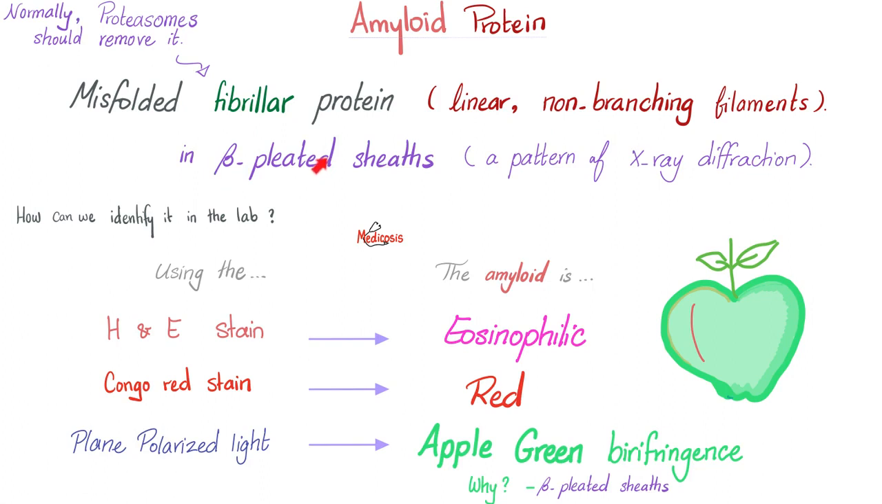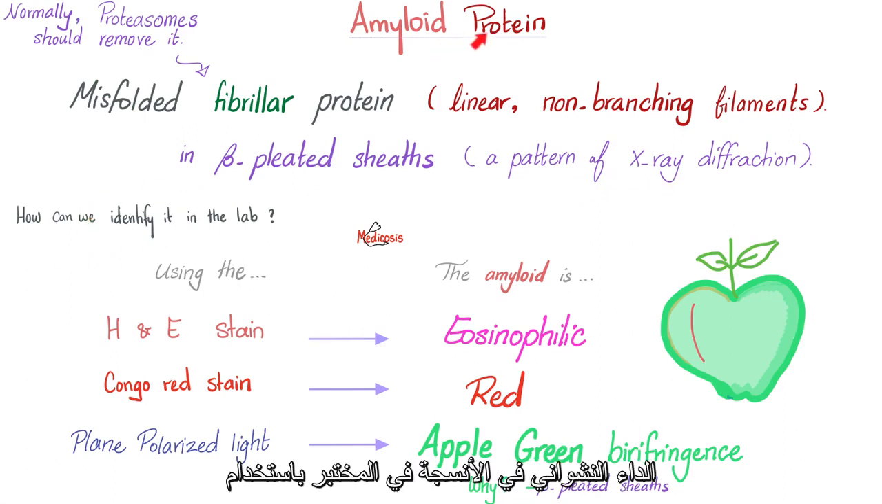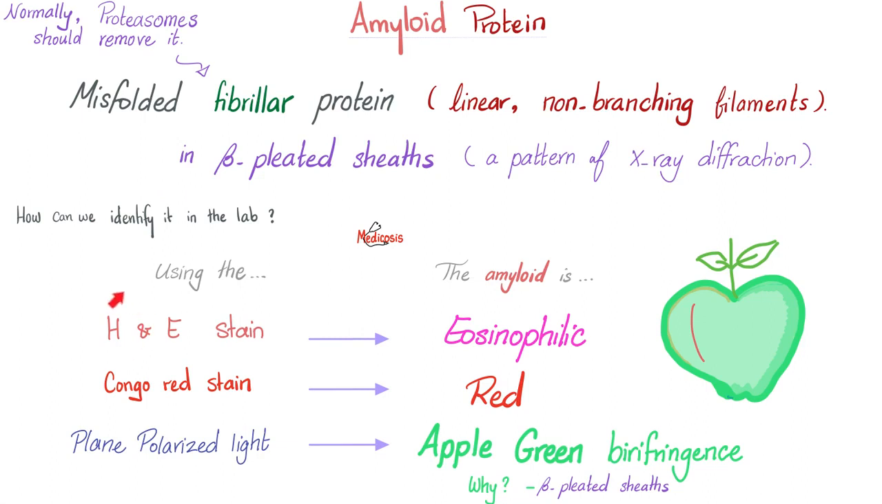Primary, secondary, tertiary, and quaternary structure. To know what the flip this means, you can detect this on X-ray diffraction. How can we identify amyloidosis in a tissue in the lab? Using the good old hematoxylin and eosin stain. Just like most proteins, it's eosinophilic. It's pink in color, not blue in color.